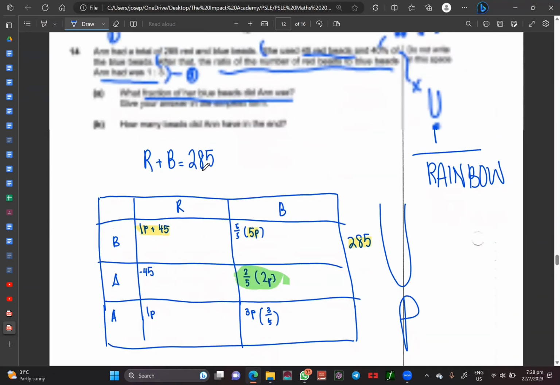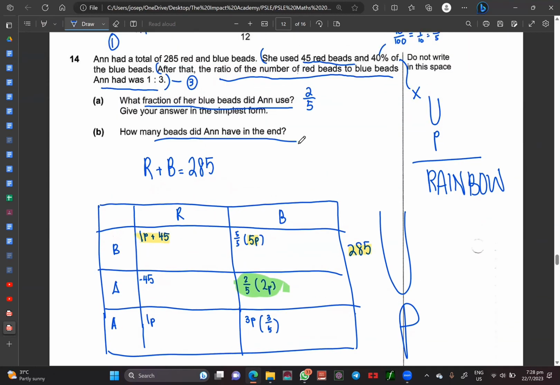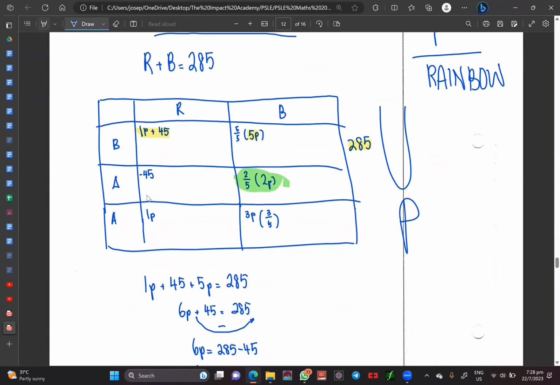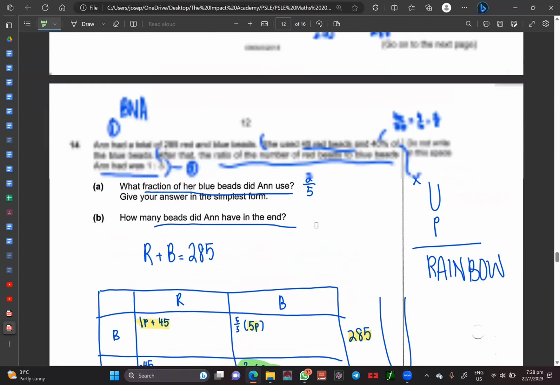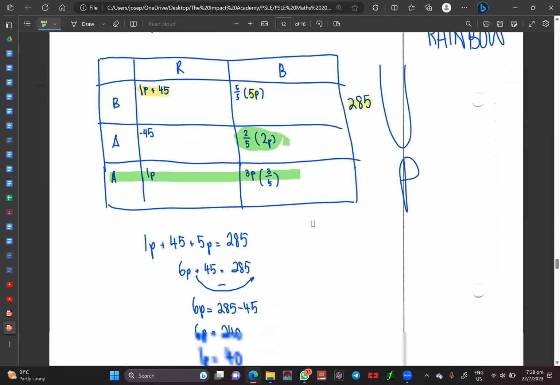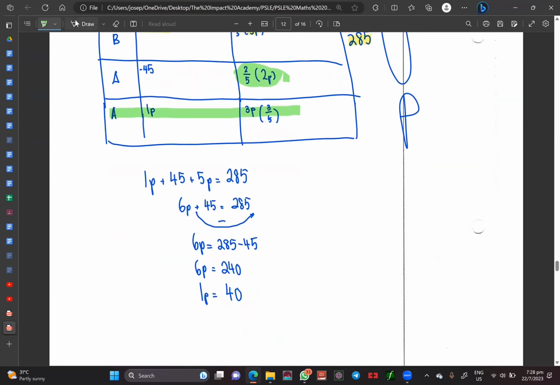The question says, how many bits did N have in the end? Cast your eyes onto the part that talks about in the end. So are they referring to red or blue, or are they referring to everything? They are referring to everything. So therefore, over here, you get 4 parts, and 4 parts is basically equals to 40 times 4, and therefore your answer is 160.